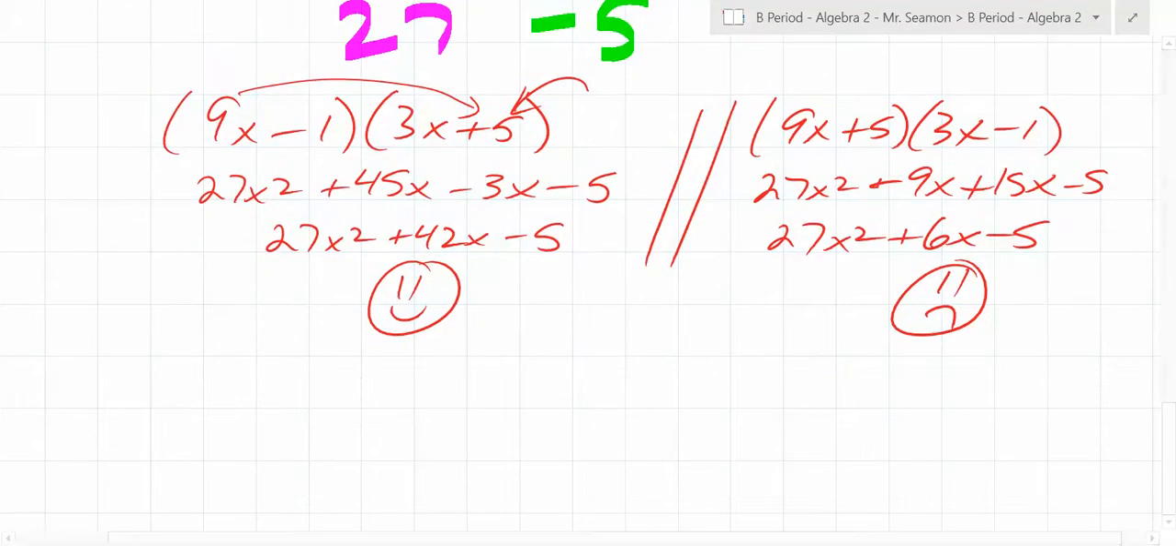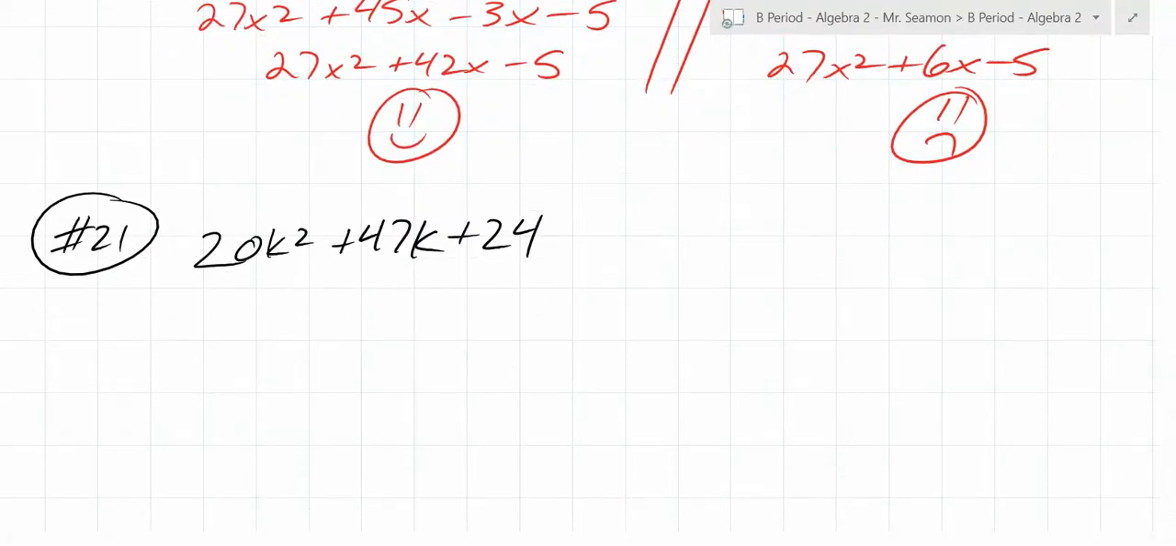Okay, another one. This one's annoying because all the numbers are what? All the numbers are pretty big.